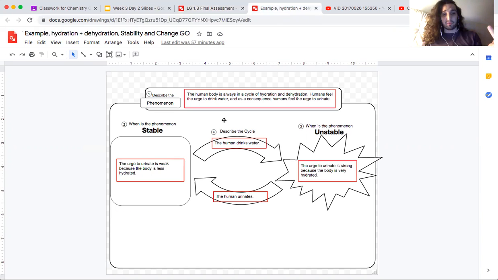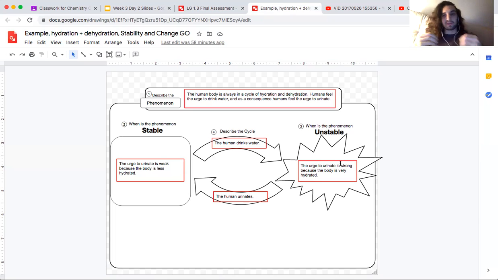I put an example. So at the top, I'm describing the phenomena of when you drink water, you get hydrated. But when you get hydrated, you reach the unstable state of needing to urinate, needing to pee. So in the stable state, your body is not having an incredible urge to pee. You can call it stable, right? You're chilling in your room. You're like, I don't need to pee. I'm not that hydrated. But if you drink water, which is how you get from the stable to the unstable state, then the urge to pee is strong.